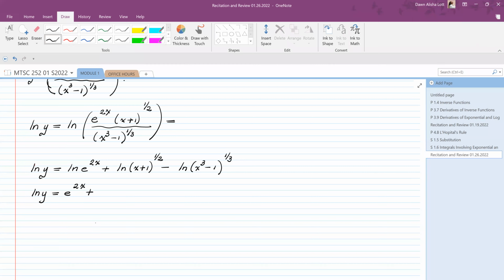Would that be like the chain rule? No, no chain rule. I'm just simplifying. I'm not taking a derivative yet. So the logarithm property says bring that 1/2 down. Then 1/2 ln of x plus 1 minus 1/3 the natural log of x cubed minus 1. Okay, so now you simplify.